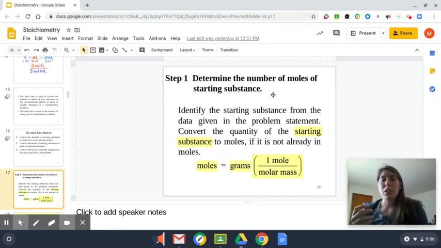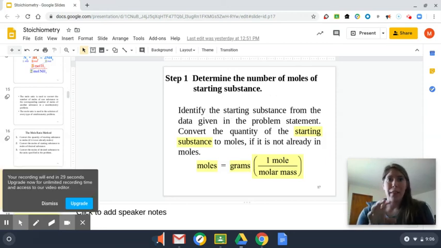When we're determining the number of moles of the starting substance, you have to identify the starting substance from the data that's given in the problem. That's your given. That's what we've been talking about. If your starting substance is not in moles, we have to convert it to moles, which is what we're going to talk about on the next slide.